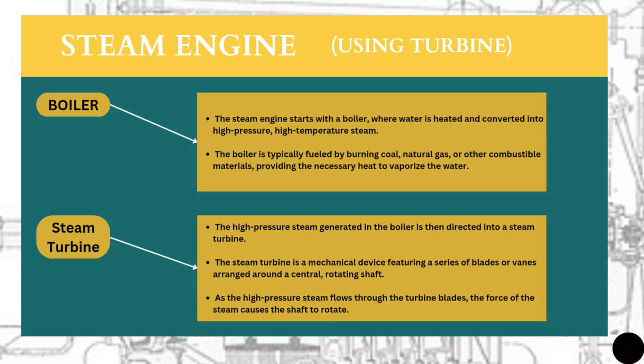Next, steam turbine. The high-pressure steam generated in the boiler is then directed into a steam turbine. The steam turbine is a mechanical device featuring a series of blades or vanes arranged around a central, rotating shaft. As the high-pressure steam flows through the turbine blades, the force of the steam causes the shaft to rotate.